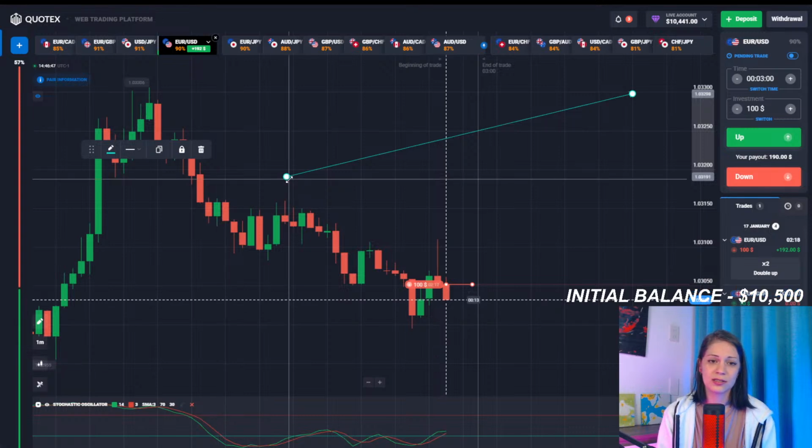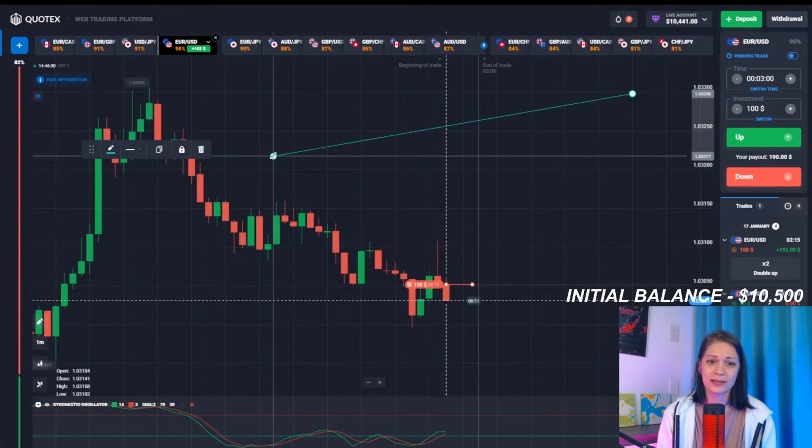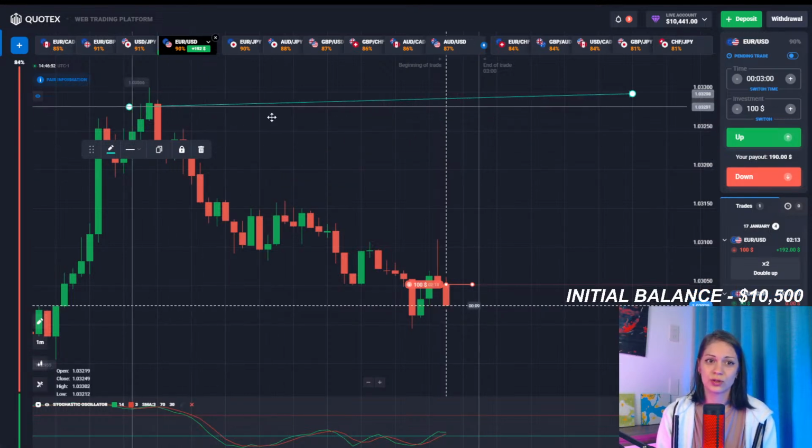I do not understand what's going on with my touchpad. Thank you. What the fuck was that?